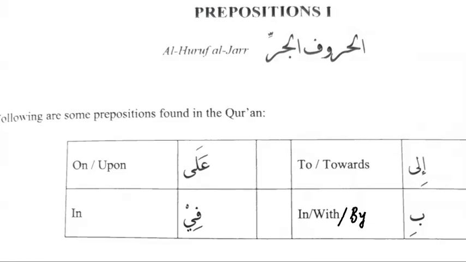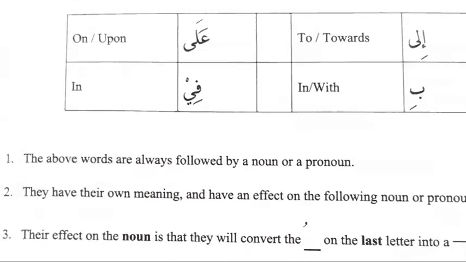What do they do when they come attached with other words? These above words are followed by a noun or a pronoun. What does that mean? The word after ila will always be either a noun or a pronoun. Ala, the word after ala will always be a noun or a pronoun. The word after bi will always be a noun or a pronoun. The word after fi will always be a noun or a pronoun. Make sense?